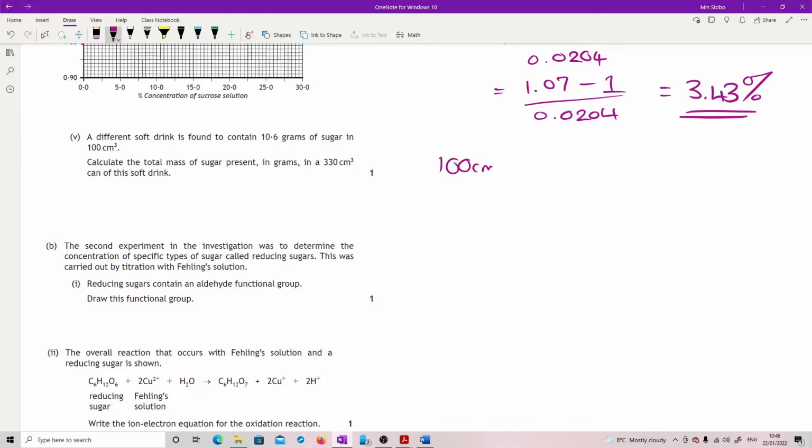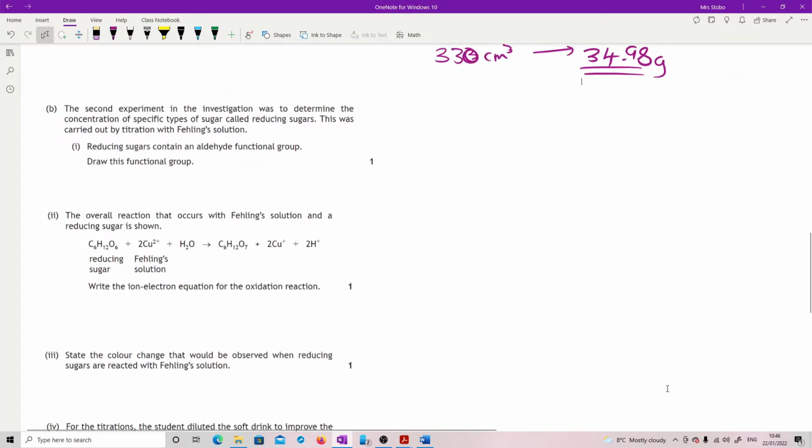So 100 centimetres cubed had 10.6 grams. 330 centimetres cubed. Therefore, 330 divided by 100 times 10.6, 34.98 grams. Pretty straightforward. Okay. Second experiment, spin it down a bit.